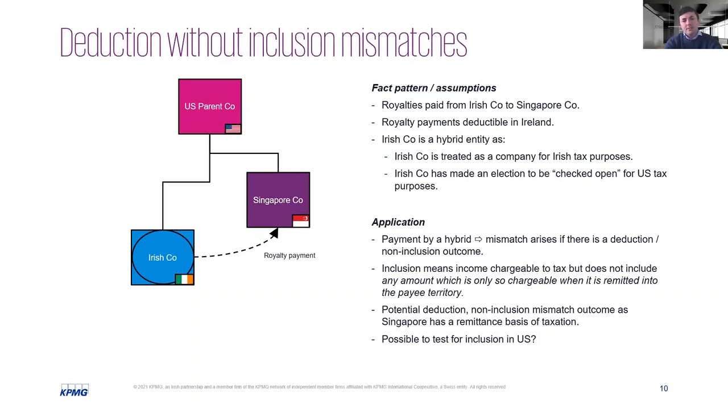And in this case, it differs from the previous scenario where Malta was the disregarded entity. And so we could effectively look through the Maltese company and look up to the US parent company and test for inclusion at that level. In this scenario, the Singapore company hasn't made that election. And so we could only test for inclusion at the level of the US parent if the results of that Singapore company were taken into account in a form of CFC or GILTI charge. If that was the case, then potentially you could still meet the inclusion test at the level of the US parent company. But otherwise, we could be in a scenario where there's a deduction in Ireland and there's non-inclusion in Singapore until that income is remitted into Singapore.